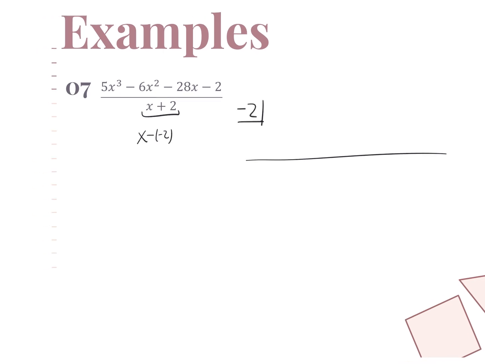Another thing that you could do is just set the bottom equal to 0, right? x plus 2 equals 0. And then when you solve it, minus 2, you get x is negative 2, and that's the number that you're putting in that box, all right?